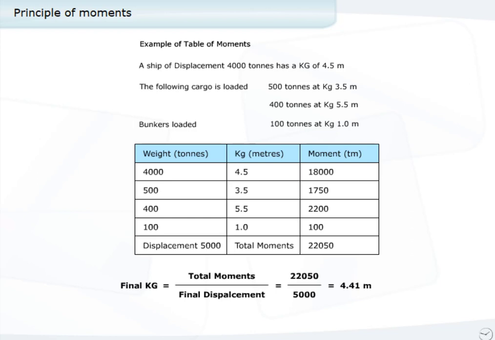The final KG of the vessel is calculated by a table of moments as shown, where the final KG is determined as 4.41 meters.